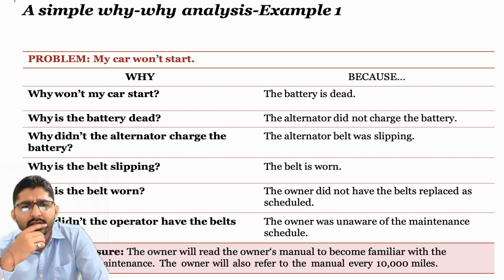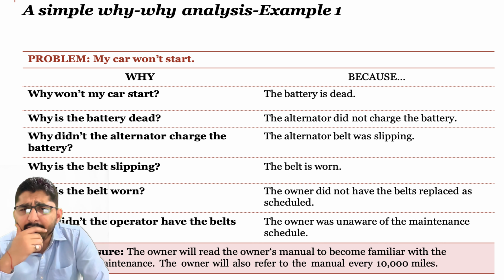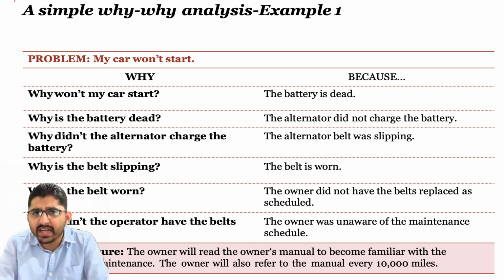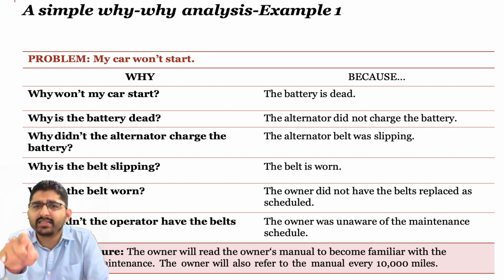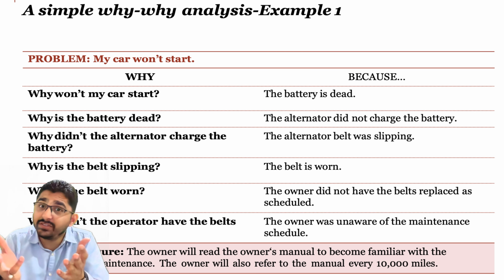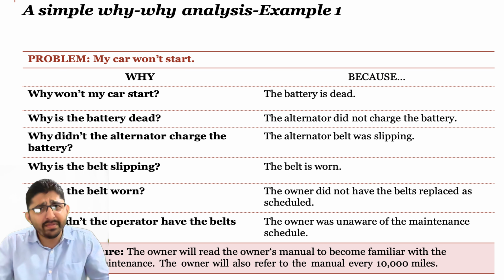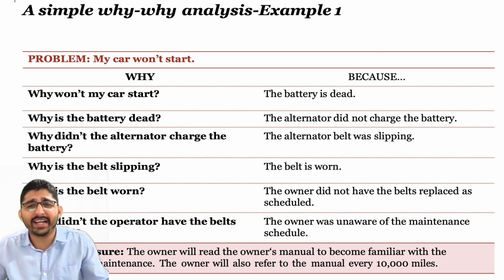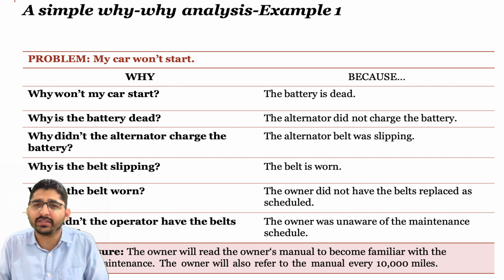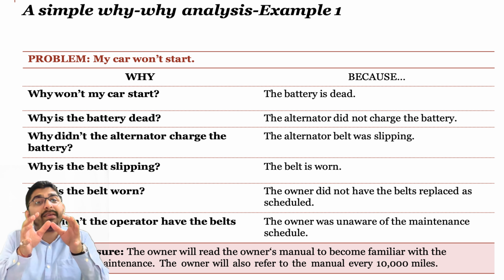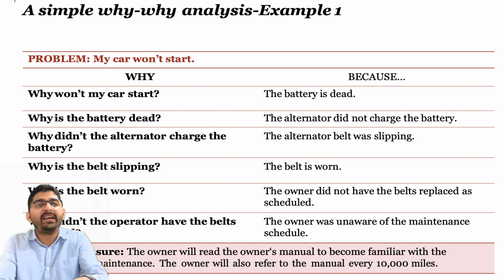Okay. So why didn't the alternator charge the battery? Because the alternator belt was slipping. Now we need to ask a question on this answer. So why is the belt slipping? The belt is worn. Again, why is the belt worn? Because the owner did not have the belt replaced as per the scheduled time. Again we need to ask the question, why didn't the owner have the belt replaced, my friends? Because the owner was unaware of the maintenance schedule.